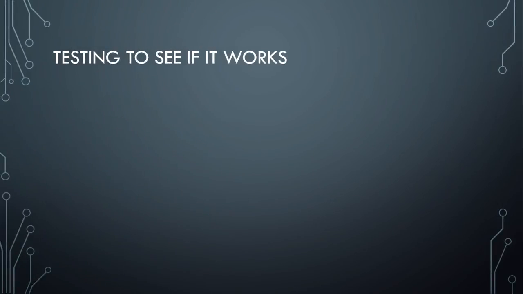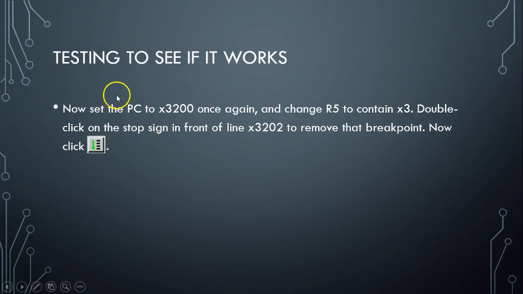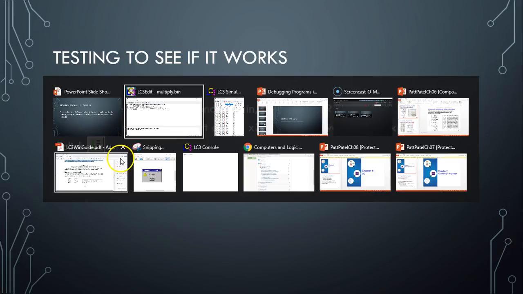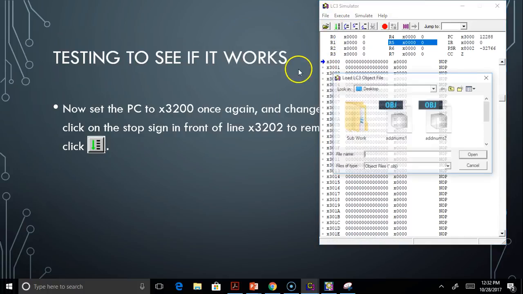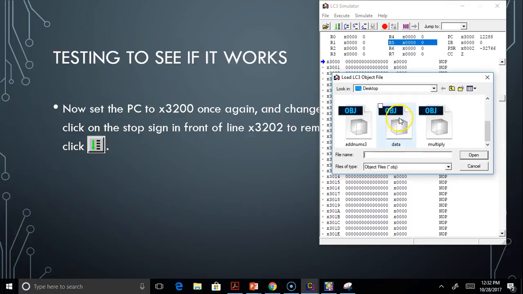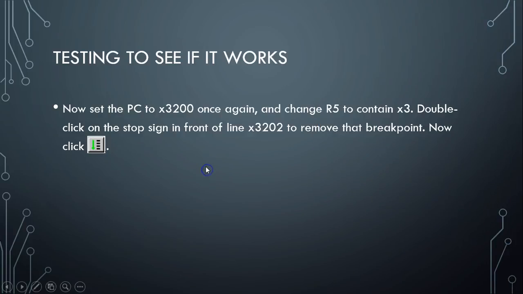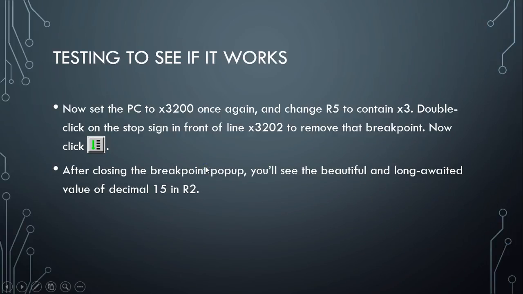All right, so now let's test to see if our program works. So we're going to reset the program counter once again and change register 5 to contain 3. All right, double click on the stop sign at 3202 to remove that breakpoint, then click run. Okay. So another way you can do this, of course, if you don't want to do all that, you can just come up here, reinitialize the machine, and then you can reload your multiply program, which we just saved. Both ways are fine.